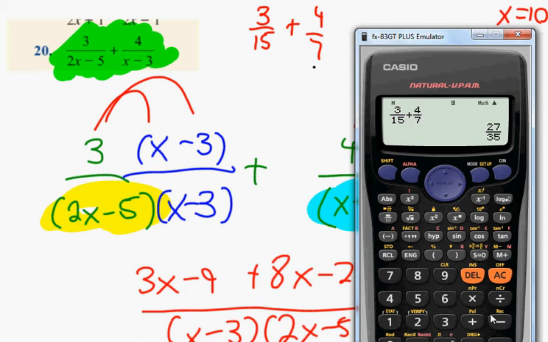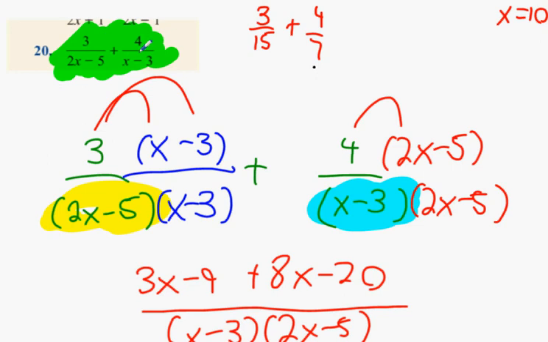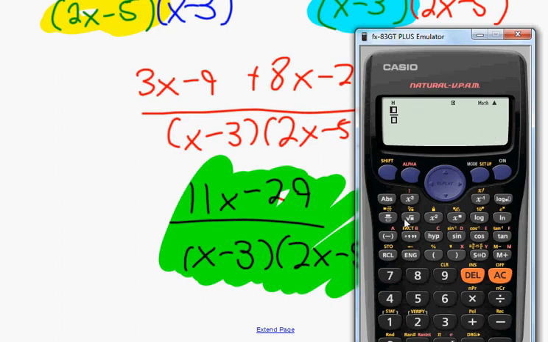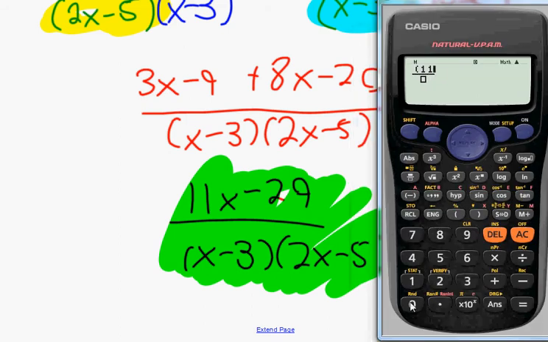You don't have to do this by just checking your answer. But everybody see 27 over 35? If this green part is exactly the same as this green part here, when I load 10 back in again, I should get exactly the same answer. Let's see if that's the case. Now once again, I'm going to be really lazy with this. What's 11 times 10? And it's going to be minus 29 on the top. Are you happy enough with that?